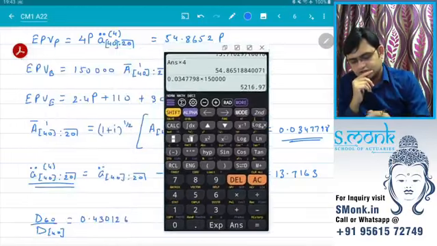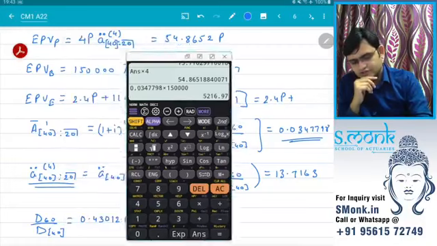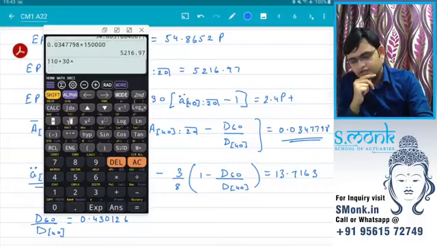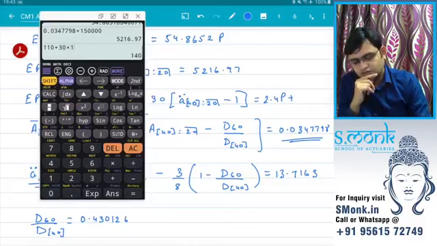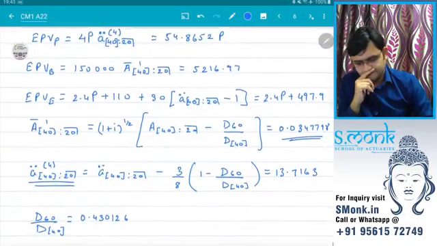And then expenses we don't know in terms of P, that will be as it is, 2.4P plus the rest of it, we know, 110 plus 30 into, we got that as 13.93, right? This A due select 40 20 was 13.93, so 12.93, because we have minus 1, so we have 497.9. Okay, these are the values.